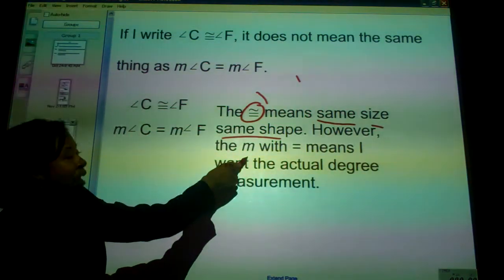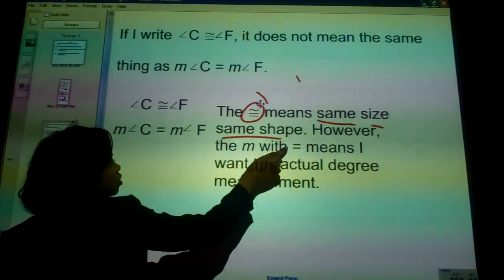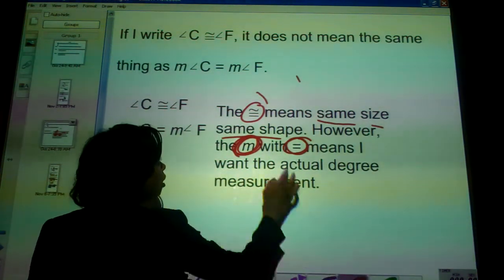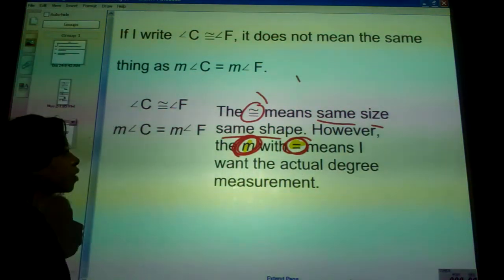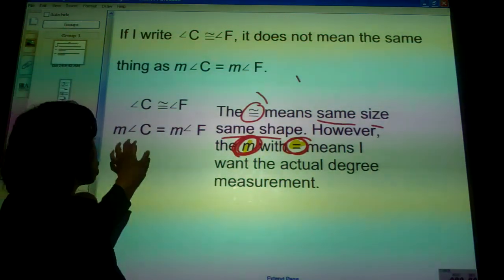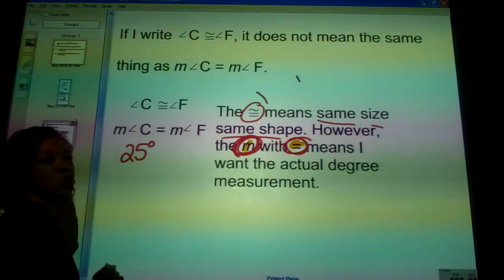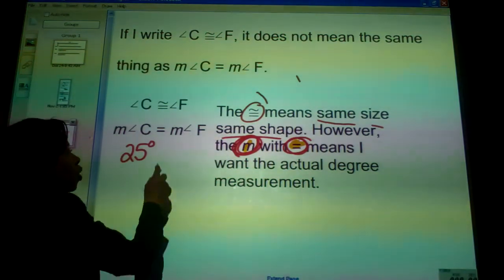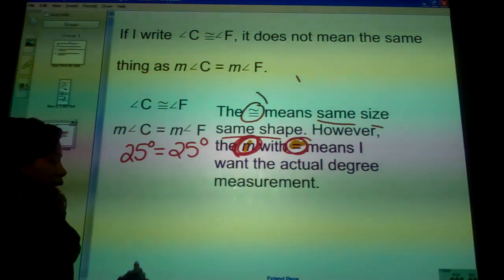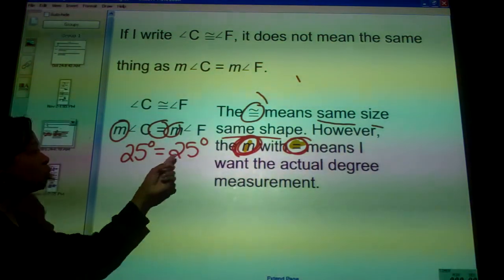However, when I write the italic M, as in the measure of angle C, with the equal sign, both of these together, the measure and the equal sign, this now means I want the actual degree measure. So if the measure of angle C is 25 degrees, I want you to write the numerical value of 25 degrees. And because I wrote the measure of angle F, I want the numerical value there as well. So when I write the measure and an equal sign, you use the numerical values.